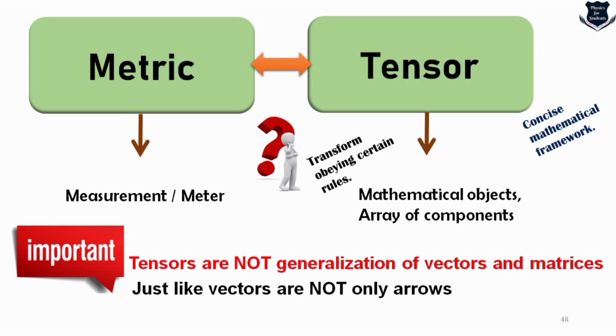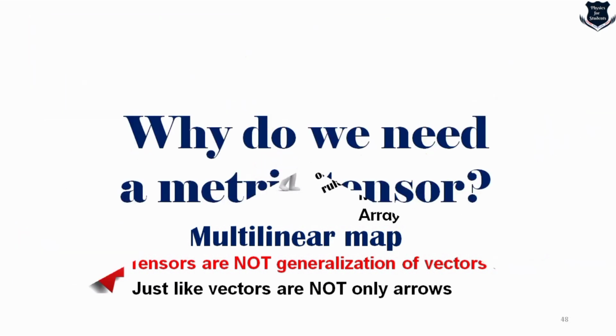So it's a quick note. I just thought of it because most of the students get confused with this wrong notion. It is not a generalization. It is a linear map, or let us think that it obeys transformation rules and has a coincide mathematical framework. Yes, it is a multilinear map, which I was just telling. So let us go forward and try to find out the relation between metric, which is a term for measurement, and tensor, a kind of mathematical work which obeys certain rules.